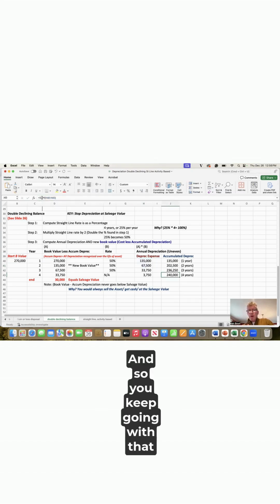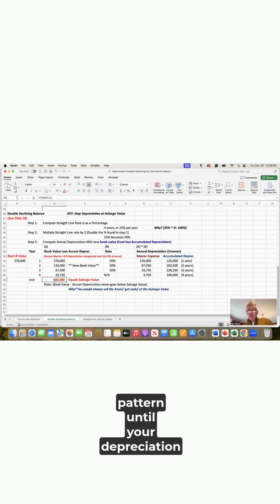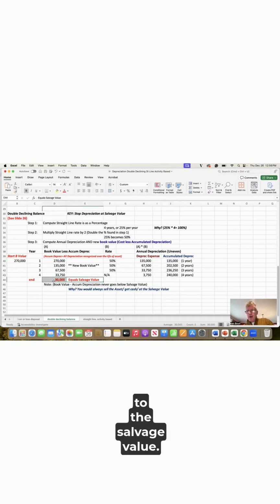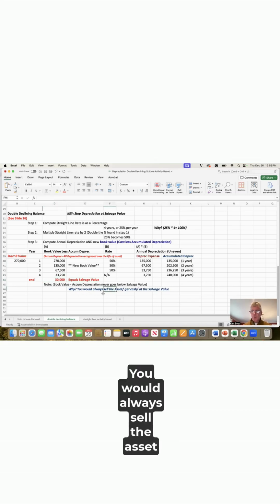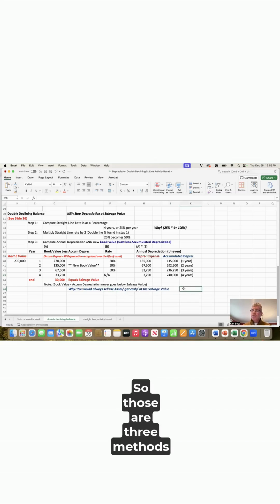And so you keep going with that pattern until your book value gets down to the salvage value, because once it gets down to salvage value, you're going to stop depreciating, sell the asset and get cash, which is the point that I make down here. You would always sell the asset and get cash at salvage value. So those are three methods of depreciation, and there are others.